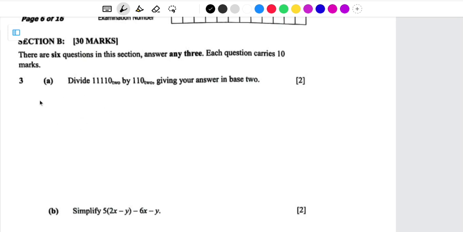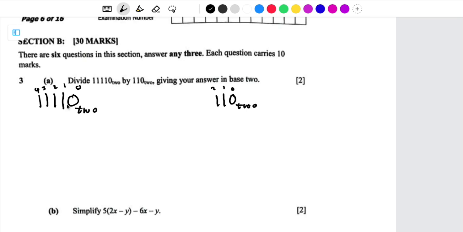Since we have a number here, 11110, which is in base 2, we also have 110, which is also in base 2. So what you're supposed to do here is, since it is base 2, this number here is at position number 0, this is at position number 1, this is at position number 2, position number 3, position number 4. So these positions are very, very important. Even this one, position number 0, 1, and 2.